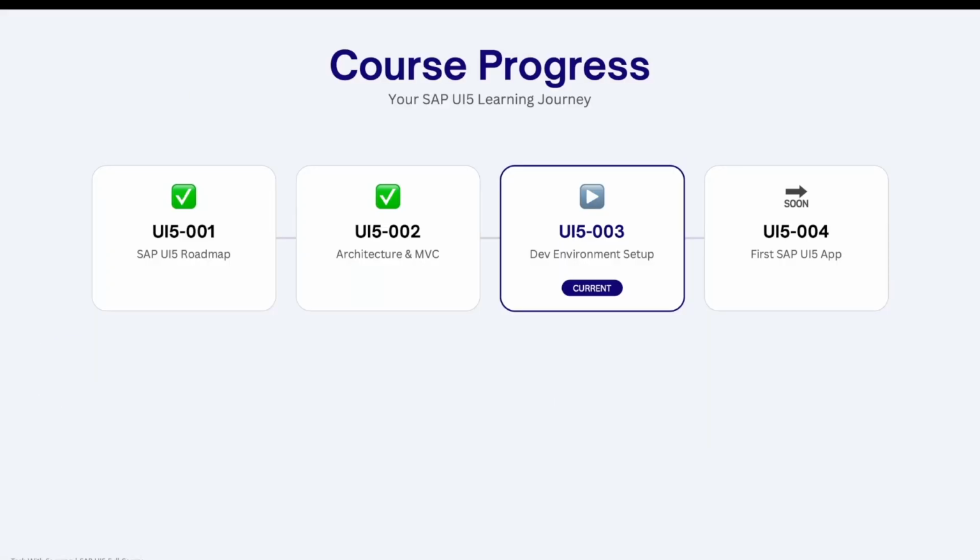Before we jump into the practical session, let's quickly see where we are in this learning journey. We already completed the roadmap where we discussed what to learn and in what order. Then we understood the architecture and the concept behind SAP UI5. And today we are taking the next important step, setting up our complete development environment. Once this is ready, creating the application becomes much easier and we won't have to worry about any setup again. Our entire focus can shift to learning SAP UI5 development.